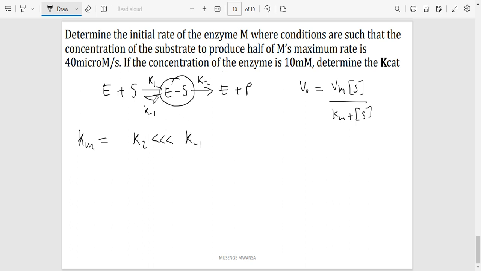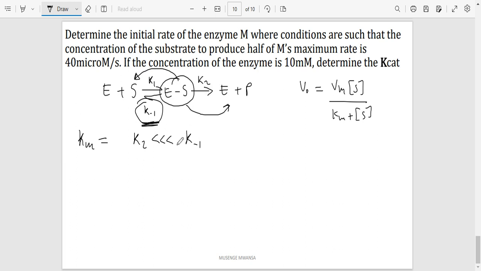So when K2 is smaller than the rate of conversion of the enzyme-substrate complex back to the enzyme and the substrate. This constant, which is here, is telling us the conversion of the enzyme substrate back to the enzyme and the substrate, meaning that we are not forming the product. So if K2 is smaller than K negative 1, this tells us that this is going to go in this way. Okay, I'm going to talk about that just a bit.